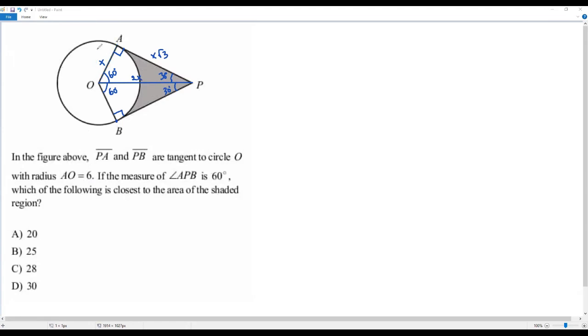So we can replace x over here by 6. Then here also we can replace this x by 6, and we get 6 times square root of 3. When I plug in x equals 6 over here, then this 2x will become 12. Okay, now let's consider the right triangle again, OAP over here.